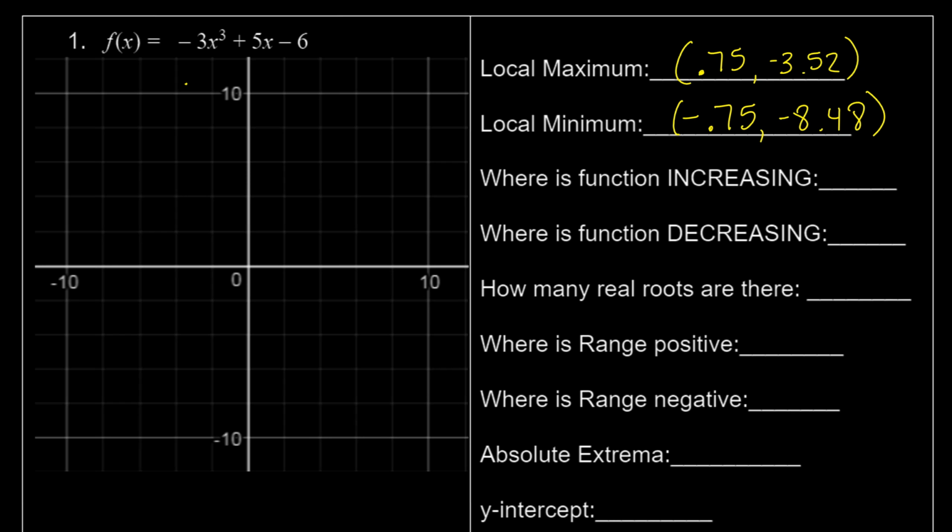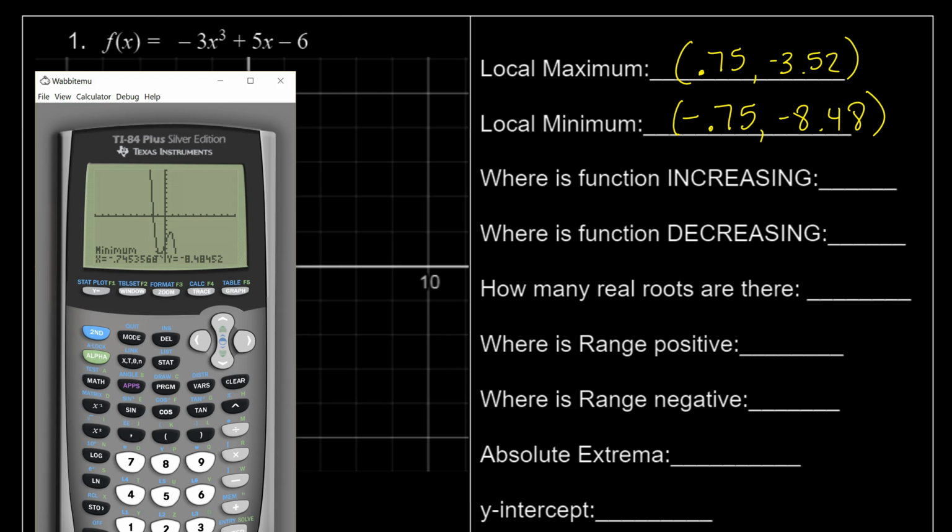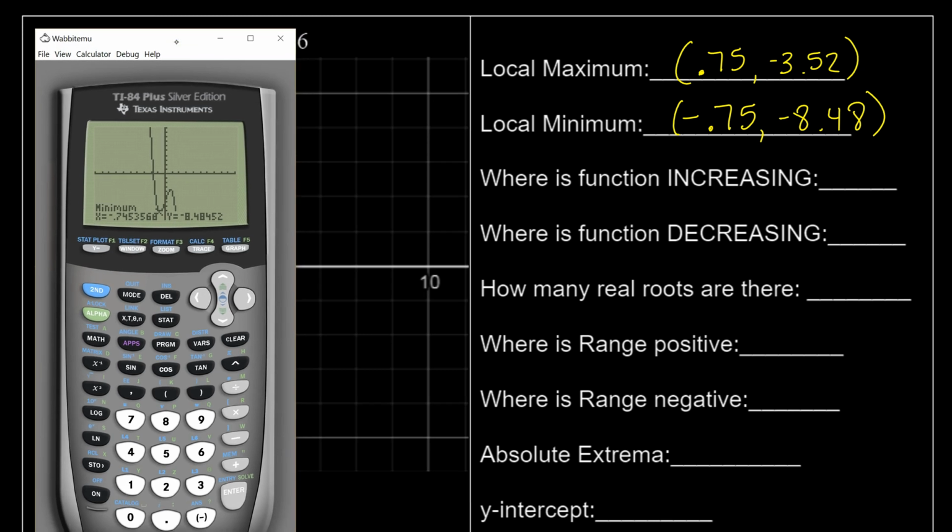All right. So once you have your local maximum and local minimum, that's all that you actually have to compute on the calculator. For the increasing and decreasing, all we have to do is look at our local max and local min and figure out where we're increasing. So on this function, where are we increasing?